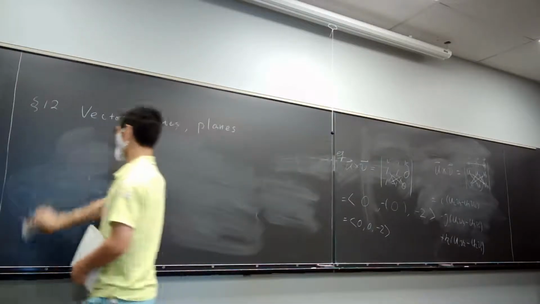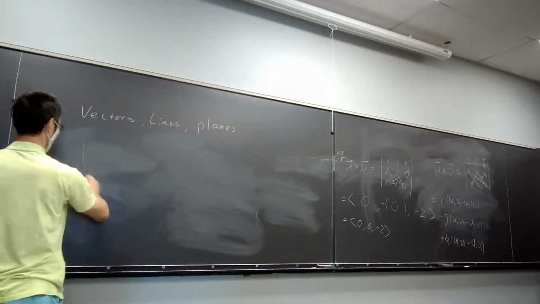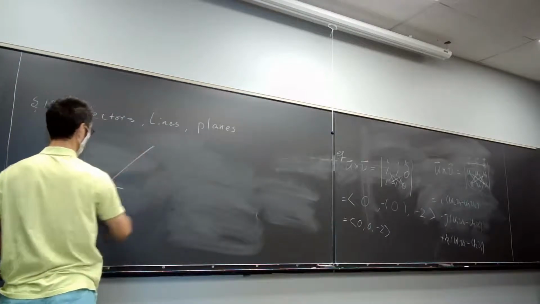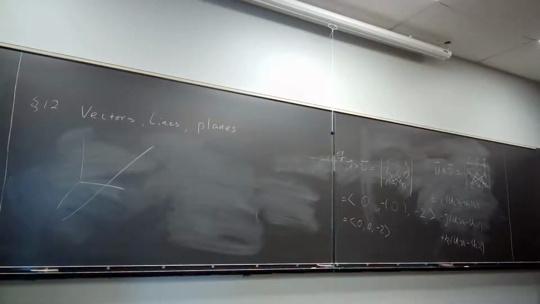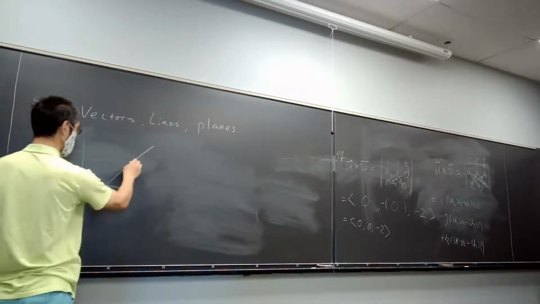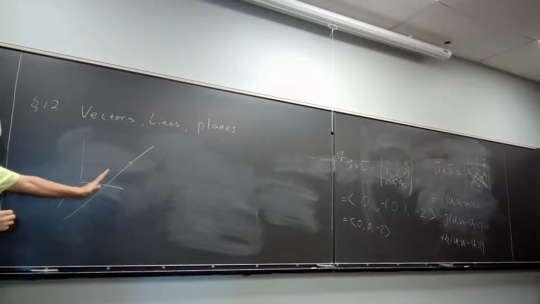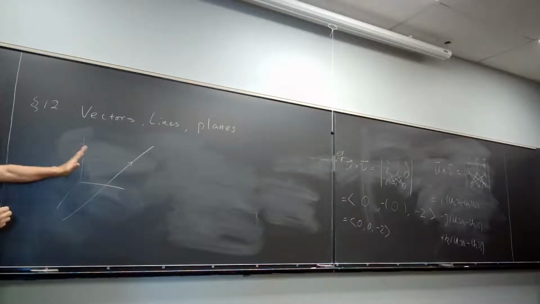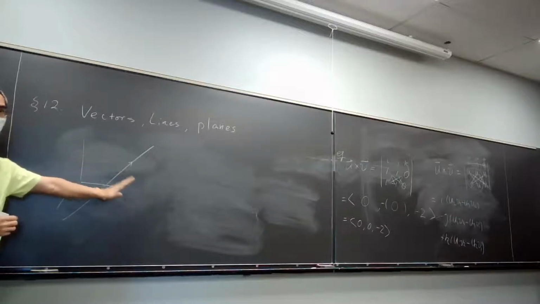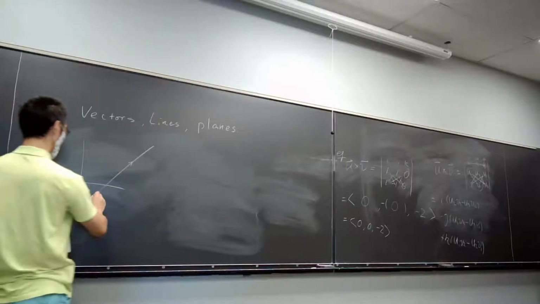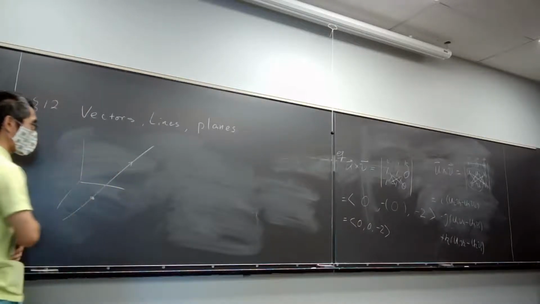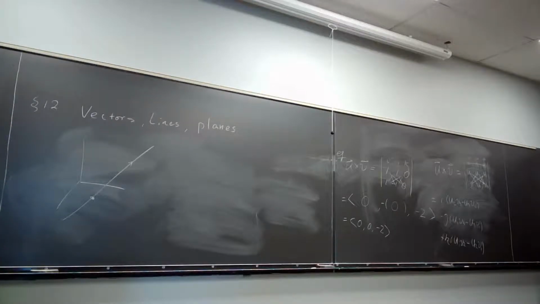So what is the equation for a line? Suppose you have a line in space. Then you have to specify the direction of the line for sure, right? But the direction of the line is not enough because you can also shift it parallel, right? So you also need to specify a point on the line. And this will determine your line, a point and a direction. Then you can draw the line, right?